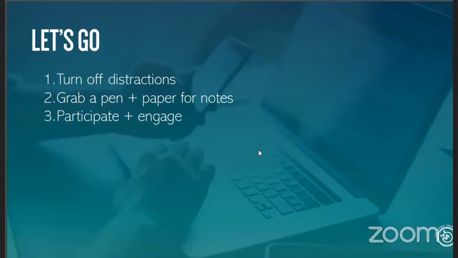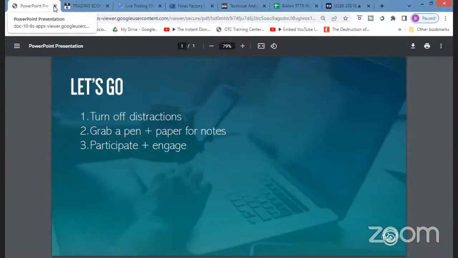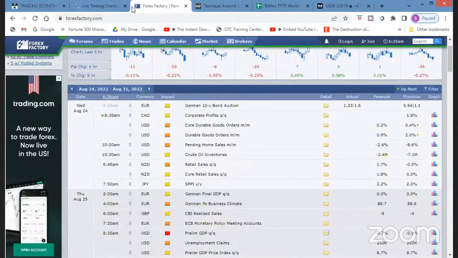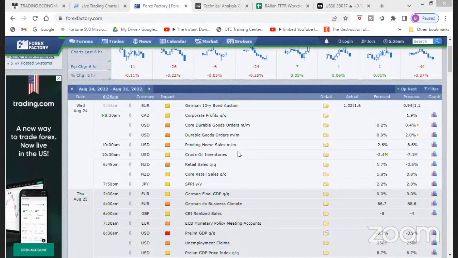All right, so here we go. You guys can hear me loud and clear. Let me exit out of this and we can dive right into the Forex Factory. Again, today, not much, fairly light day.